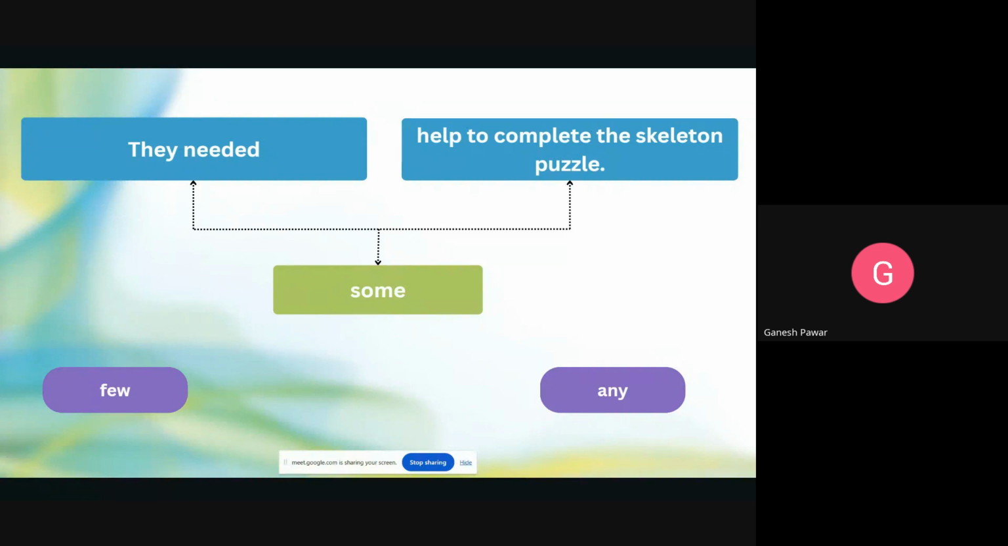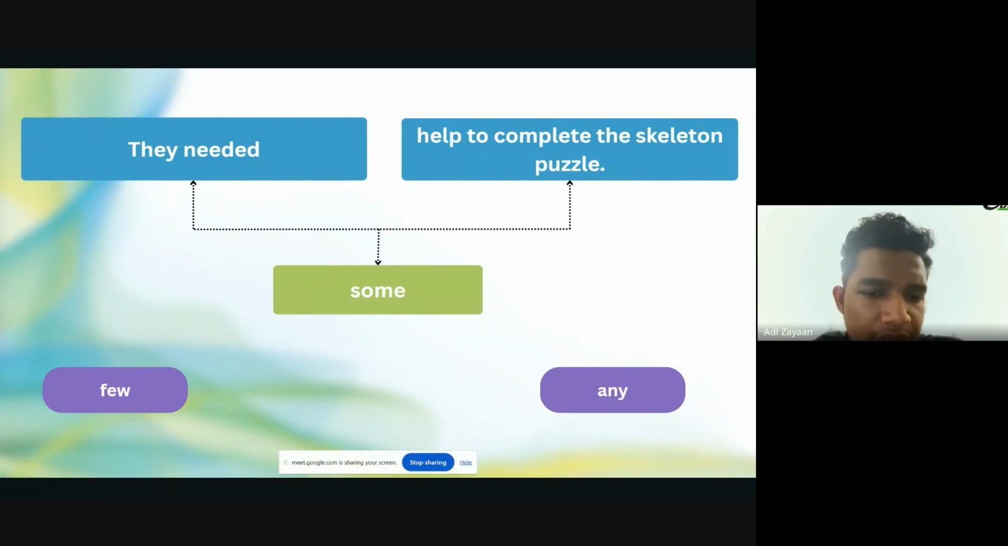Okay. If you have any doubts, you can ask. If you want me to repeat any question or explain the meaning of any new word, you can ask.